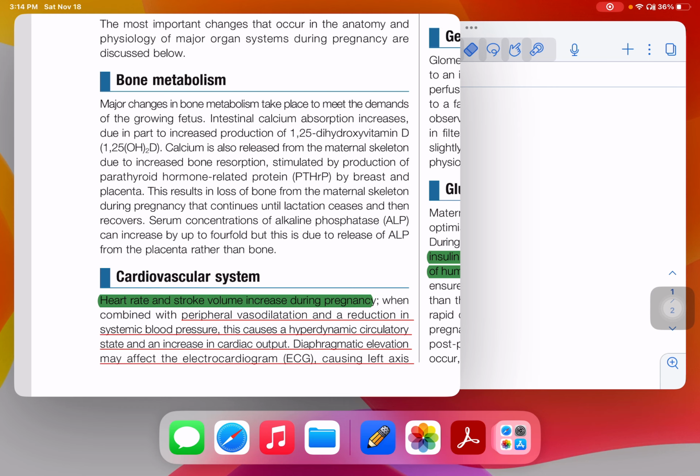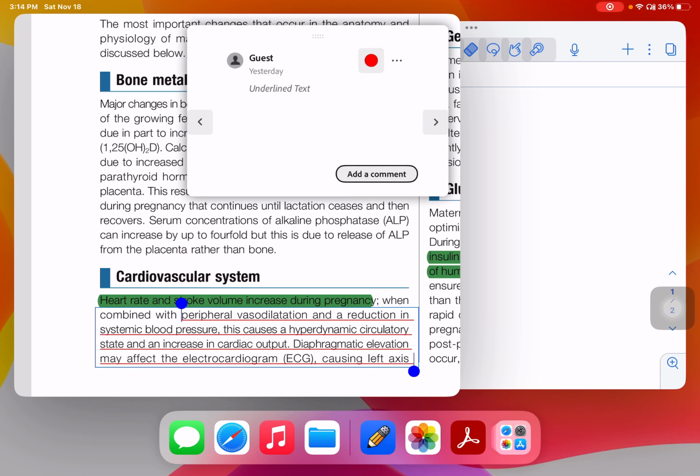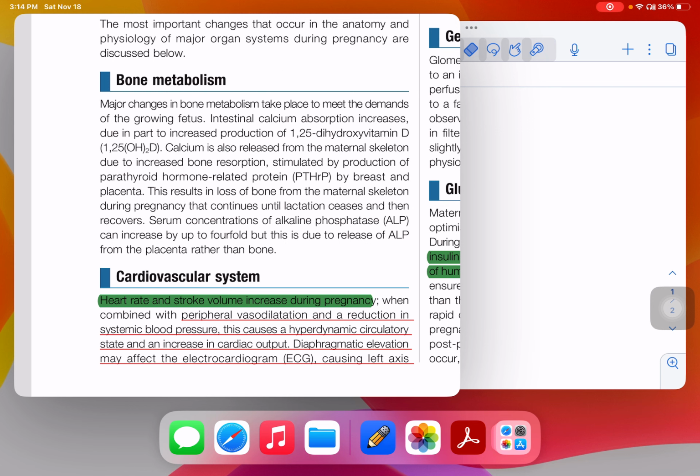What are the cardiovascular changes during pregnancy? Heart rate and stroke volume increase during pregnancy, and there is peripheral vasodilation and reduction of systemic blood pressure, causing hyperdynamic circulation and increased cardiac output.